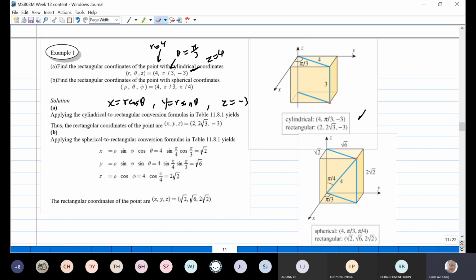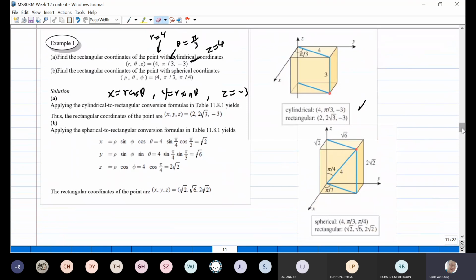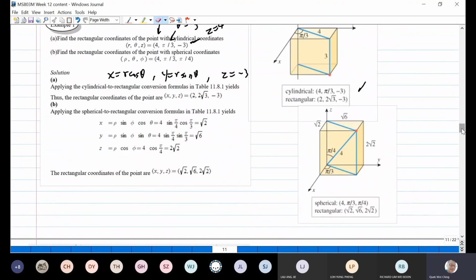Okay, let's try the next one, example 1. I want to find the location of a point now. Rho is 4, theta is pi over 3, and phi is pi over 4. Rho equal to 4 is how far from the origin? So where is this point now?